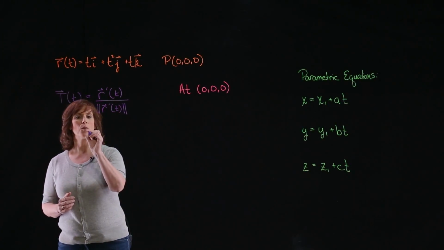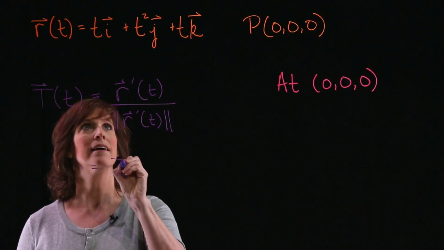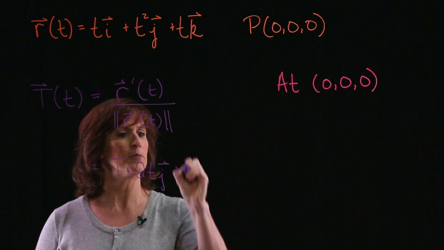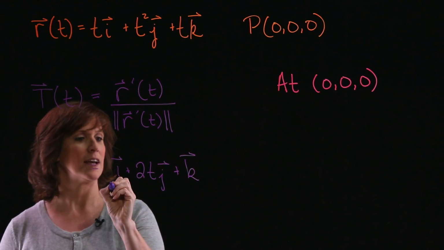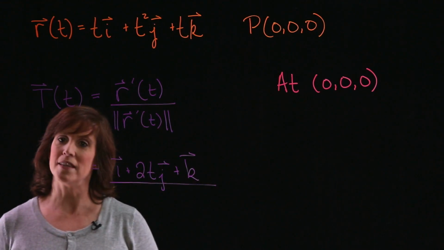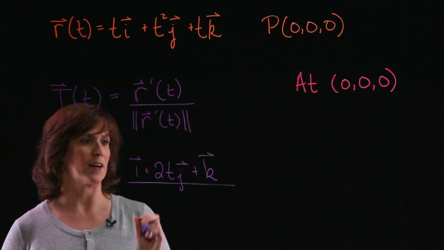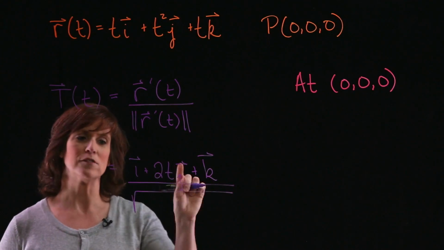So at any point, we're going to be taking r prime of t. That's going to give me i plus 2tj plus k. I simply differentiated my position vector. But in order to make sure that this is a unit tangent, I'm going to divide by the norm of that vector function. So I'll take the square root of the sum of the squares of the components.